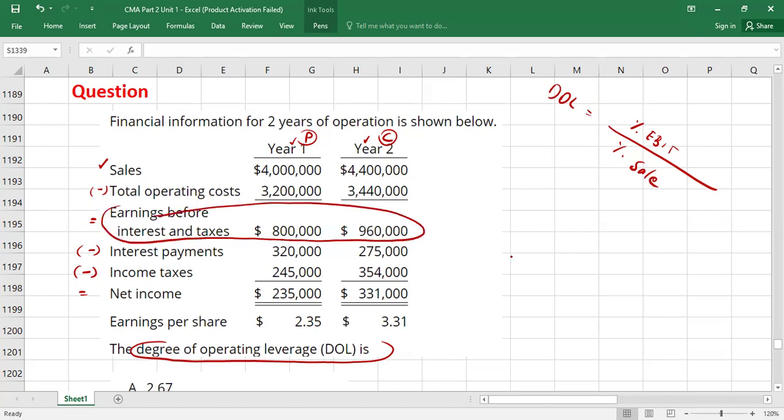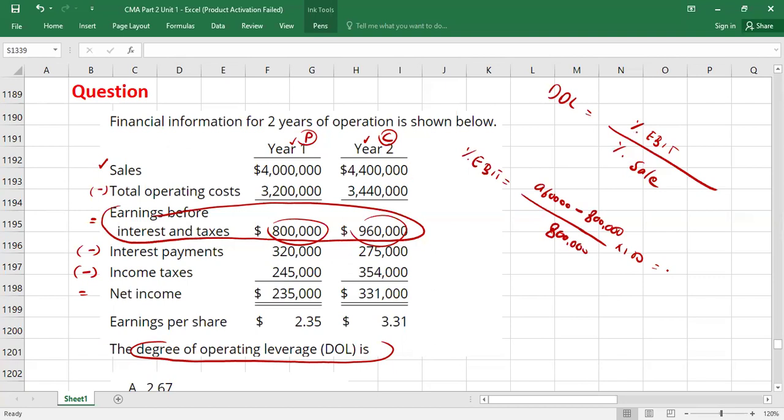Percentage change, how will you calculate, guys? Please remember this is the current year value. This is the percentage change in EBIT I'm working out. So I'll take the current year value, which is how much? 960,000. Minus the previous year value, which is how much? 800,000. Divided by 800,000 and multiply by 100. Can you just work out how much it is, guys?